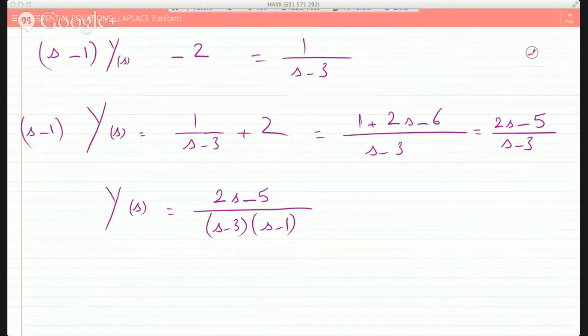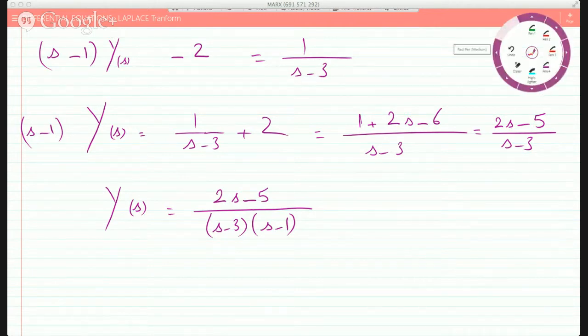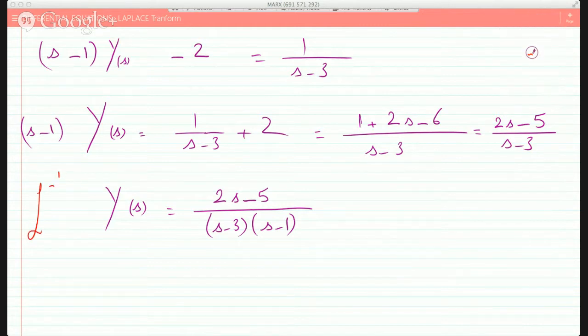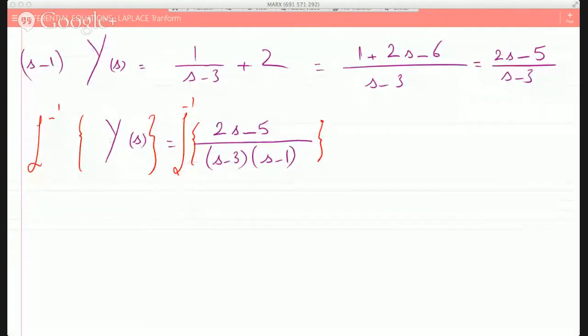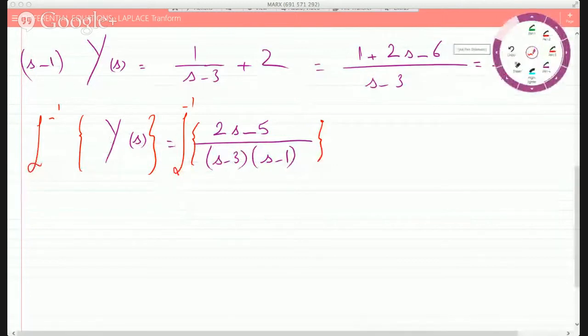Okay? Now, this is Y of s. The objective is to take the inverse Laplace transform of this. So you do inverse Laplace on the left, and you do inverse Laplace on the right. But this needs partial fraction decomposition to find the inverse Laplace, because you need to separate it into two different things. Okay? So let's work it out separately.